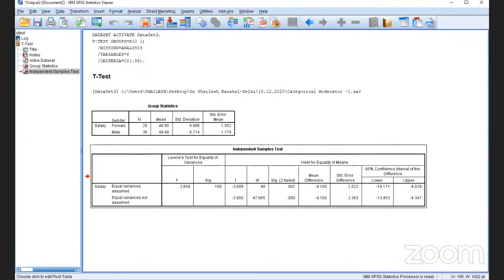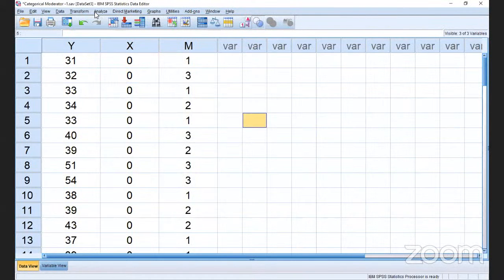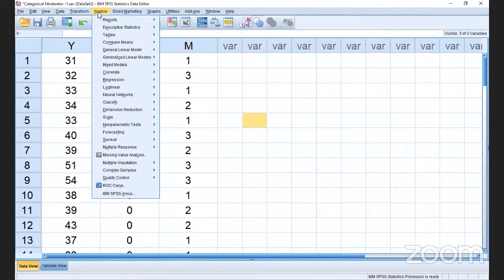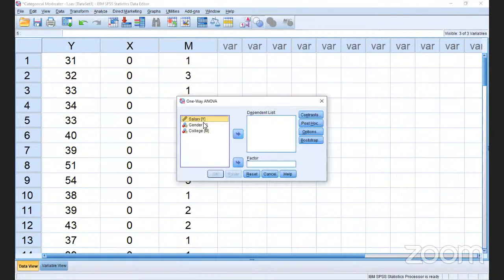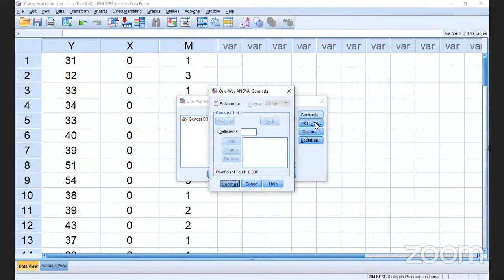Now we want to check whether there is any significant difference for science teachers, commerce teachers, or arts teachers. Here again I am using it, but here there are three categories. I'm comparing three categories, so one way ANOVA. So analyze, compare means, and one way ANOVA, salary dependent variable and college independent variable, and nothing to do here.